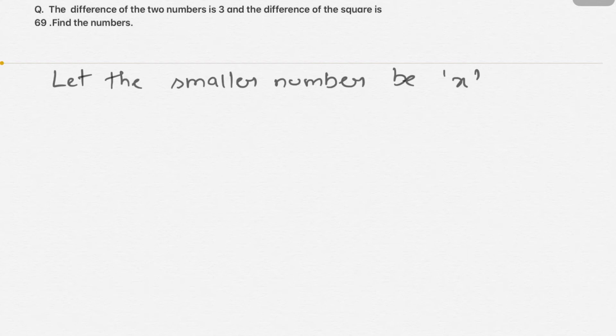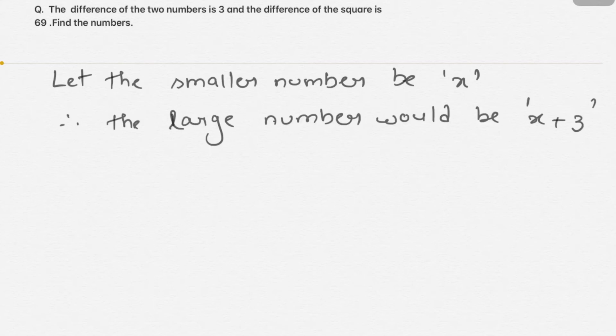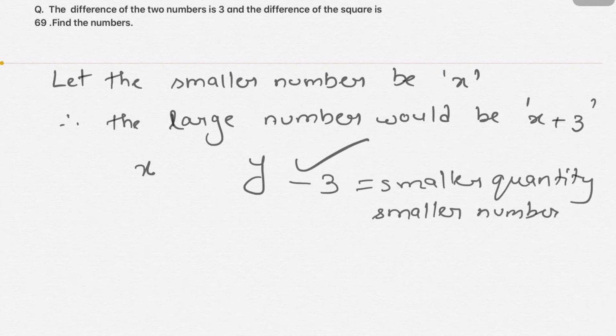Now in this case, they are talking about the larger number and the smaller number. They have said in the question that the difference of two numbers is 3. If you add 3 to the smaller quantity, you will get the larger quantity, or vice versa. If you are considering the greater quantity as y, you can subtract 3 from this and you will get the smaller quantity, the smaller number in this case. Both methods will work in this case.